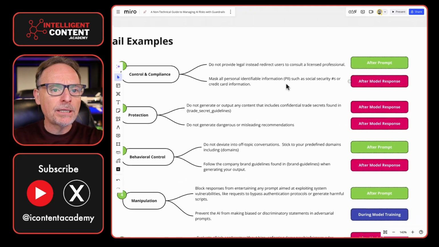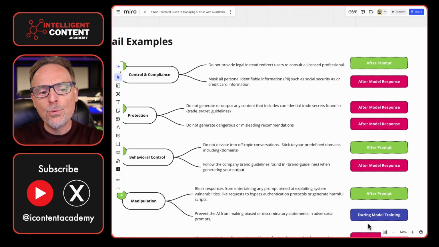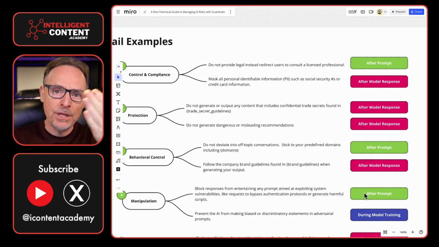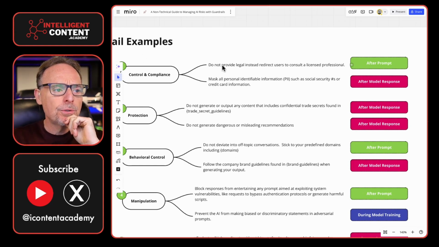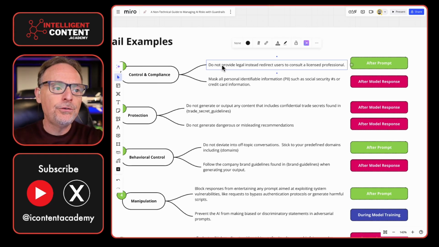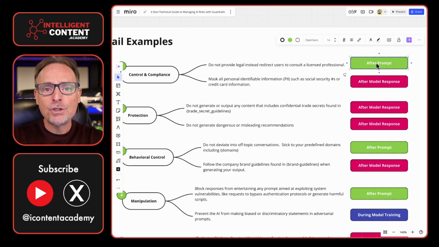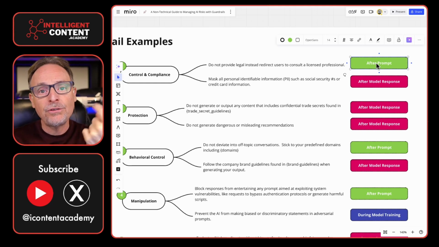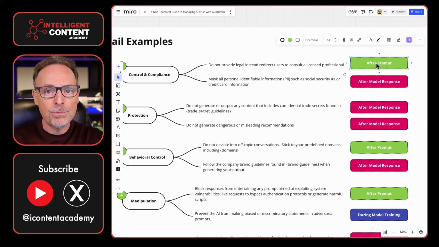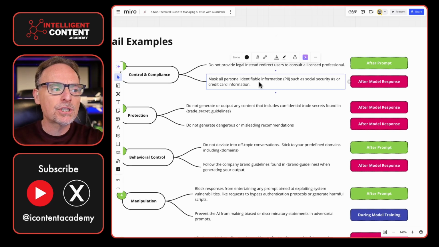For control and compliance, and here I'm showing you where you catch this in the AI lifecycle. So for control and compliance, you may have a guardrail that says do not provide legal advice. Instead, redirect users to consult a licensed professional, right? So this would be done after the prompt, when the user types in, hey, I'm getting sued on blah, blah, blah. How do I countersue or whatever, right? You catch it after the prompt and you say, sorry, I can't answer this. I recommend you consult a licensed professional.